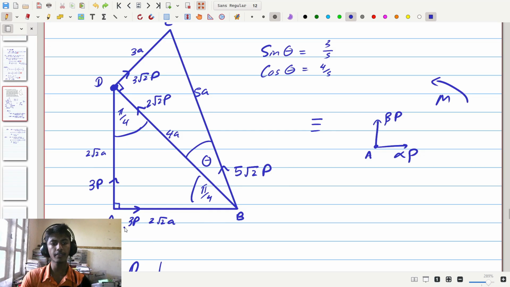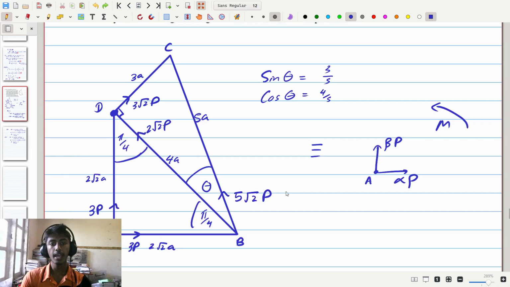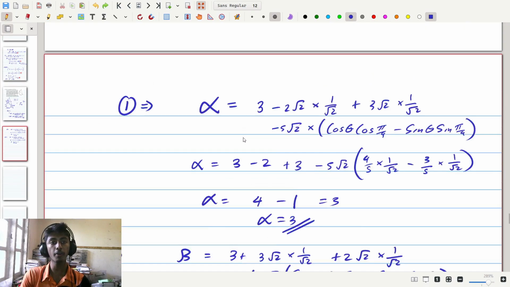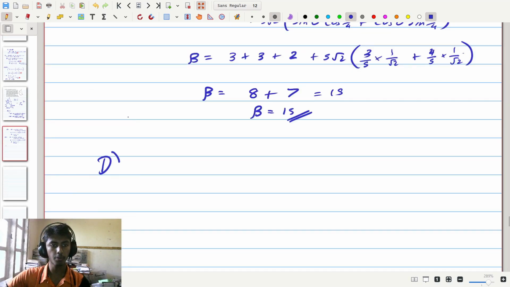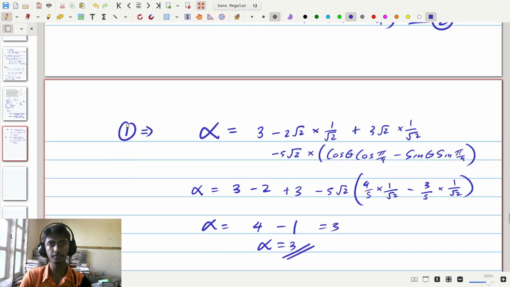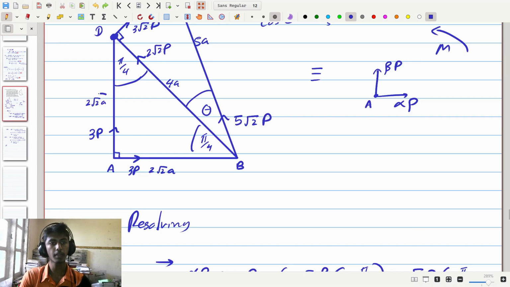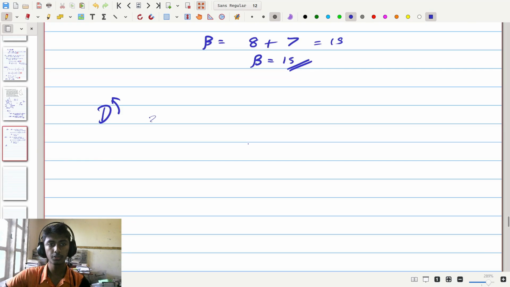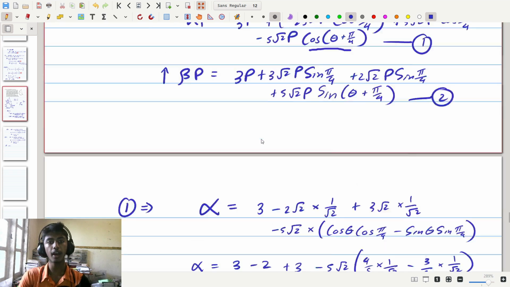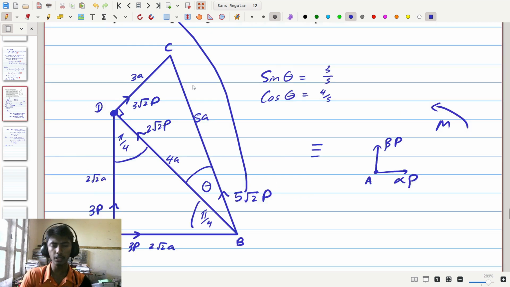So if we do that, we have a 3p force at a distance of 2 root 2a, and we have the 5 root 2p force at a distance that we need to figure out. We need to figure out this perpendicular distance here, but I think we'll probably be able to figure it out. So if we go down, we can say that taking moments around the point D, we're going to get 3p multiplied by 2 root 2a in the anticlockwise direction, so that's going to be positive. 2 root 2a times 3p, and then this other force of 5 root 2p is also going to give us anticlockwise moment, so it's going to be positive.